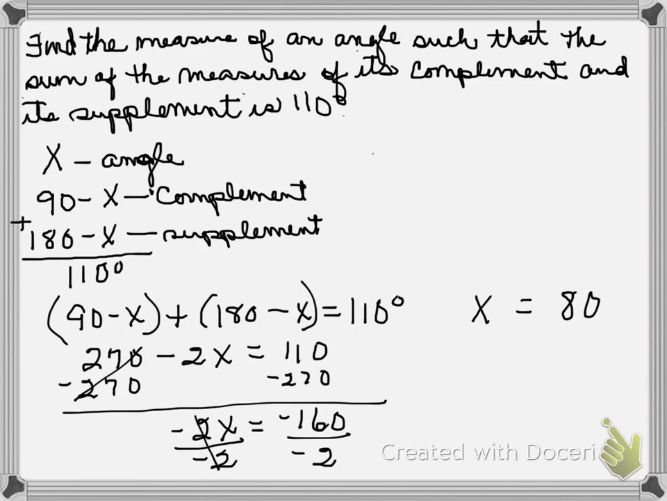Well, let's go back and see if that works. If x is 80, its complement, 90 minus 80, is 10. Its supplement, 180 minus 80, is 100. And I add those together to get 110. So it checks, and my answer is 80 degrees.